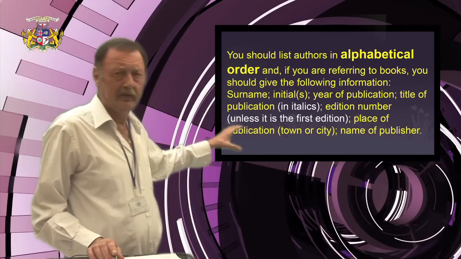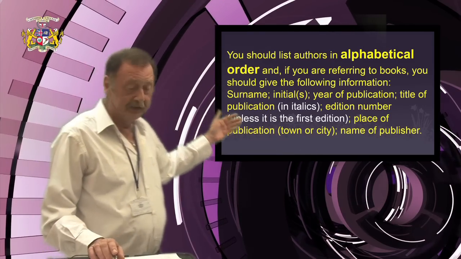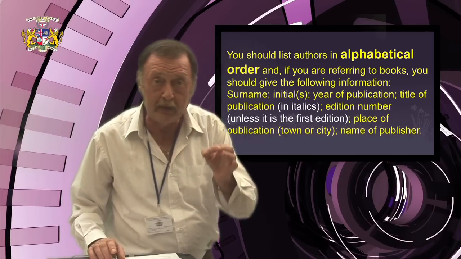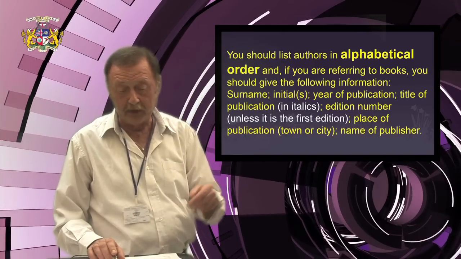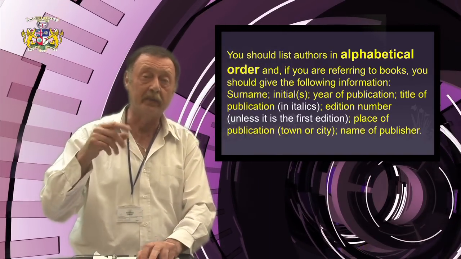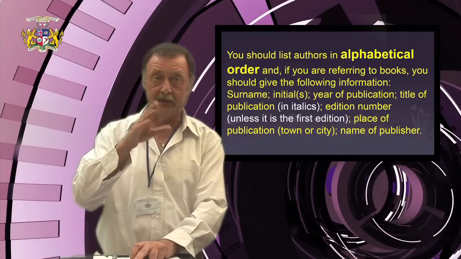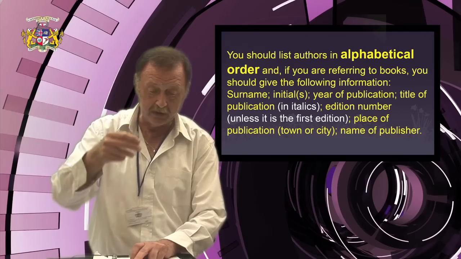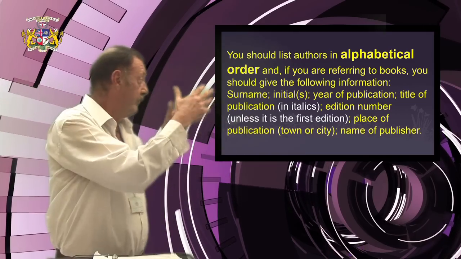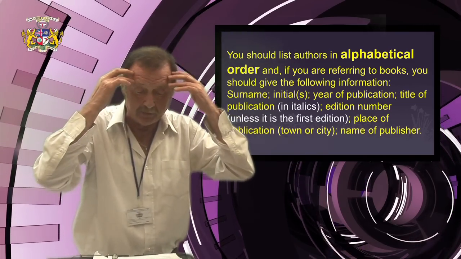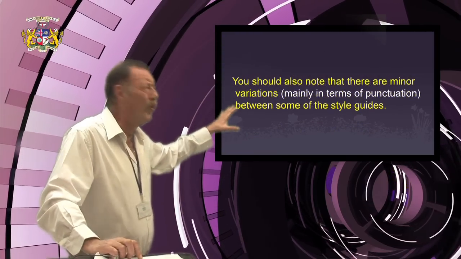I mean, it looks a lot, but otherwise you have to keep referring back all the time to the style guide. We got there: surname, initial, may I please emphasize initial, not the full first name or first names, year of publication, title of publication, if it's a book, will be in italics, edition number, unless it's the first edition, then you don't worry, but second edition, third edition, you put in, place of publication, town or city, and name of publisher. But as I say, see it as a formula, just memorize that.